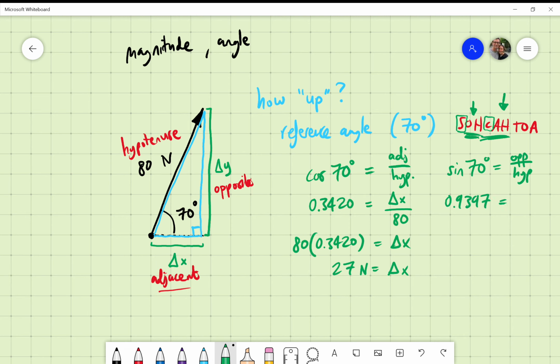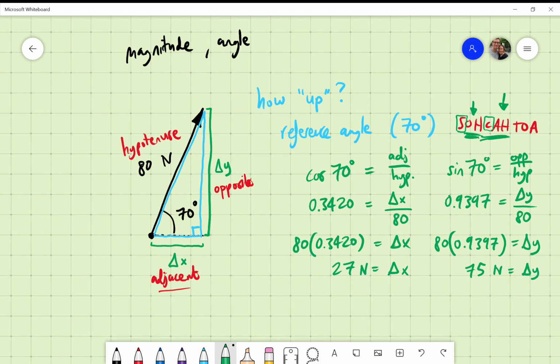And now again, I'm going to substitute what is actually on my diagram. That opposite side is labeled with a delta y. The hypotenuse is labeled with 80 newtons. I now solve the equation by multiplying both sides by 80. And that again is the time when I pick up my calculator and I get 75, rounded off, newtons.